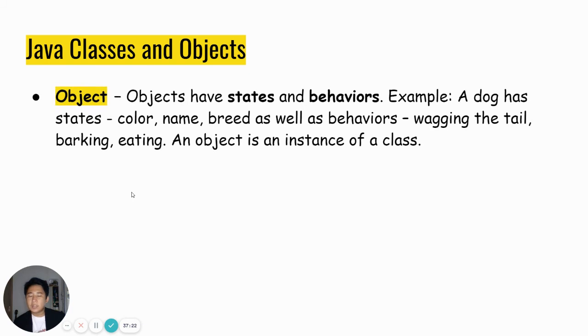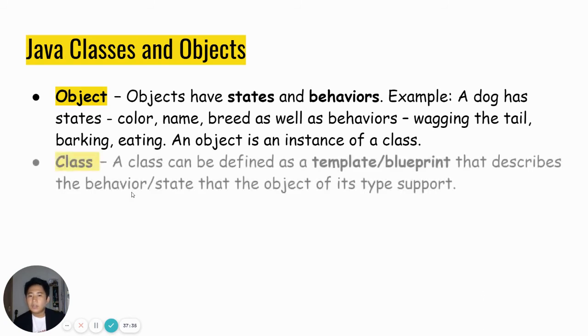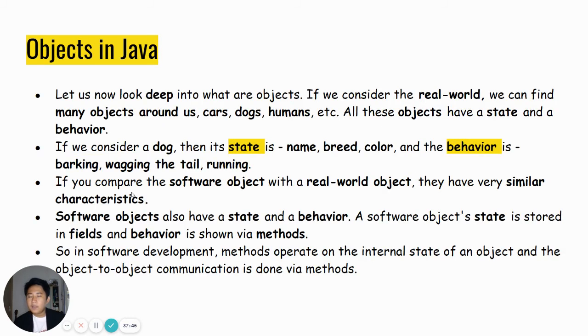So objects, as I mentioned earlier, have states and behaviors. This is the same definition as earlier. A dog has states and it also has behaviors. And a class can be defined as a template or blueprint where you describe the behavior or the state of your object.